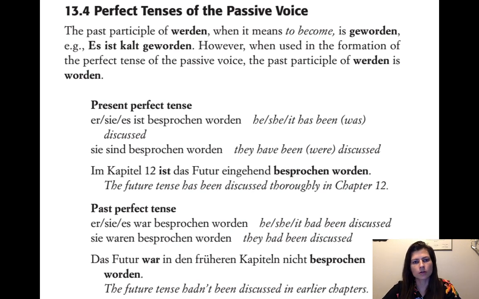Yeah. So then the past perfect is going to be the same as the present perfect, except instead of the present tense of ist, you're just going to have the war instead. So had been discussed. Es war besprochen worden. It had been discussed. Sie waren besprochen worden. They had been discussed. Ja, das Futur war in den frühen Kapiteln nicht besprochen worden. The future tenses hadn't been discussed in the earlier chapters. So I think with these, the best way is to have your chart.